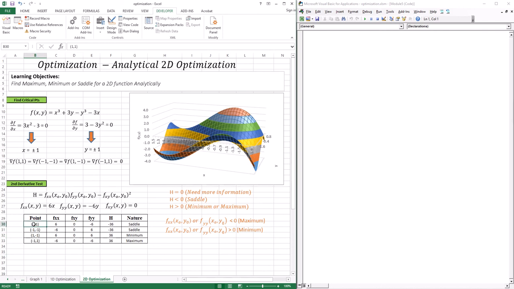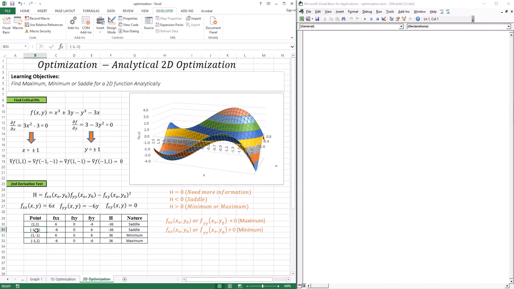Now for the first point, 1, 1, we find that fxx, if we plug 1 here, is going to be 6. If we plug y here, fyy is going to be negative 6, and this is 0. So if we calculate the h, it's going to be 6 multiplied by negative 6, which is negative 36, minus 0, which is negative 36. And based on this criteria, h is less than 0, so we have a saddle.